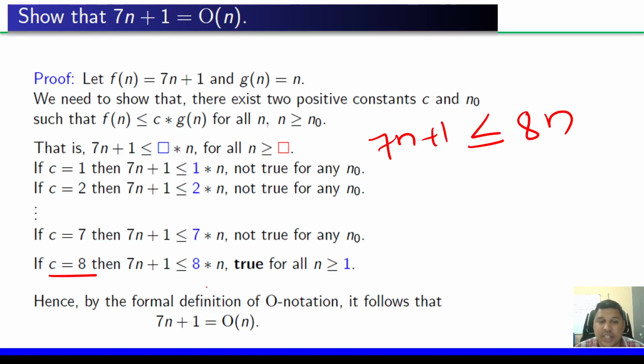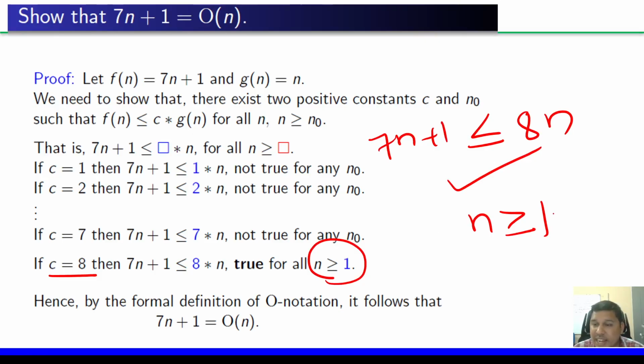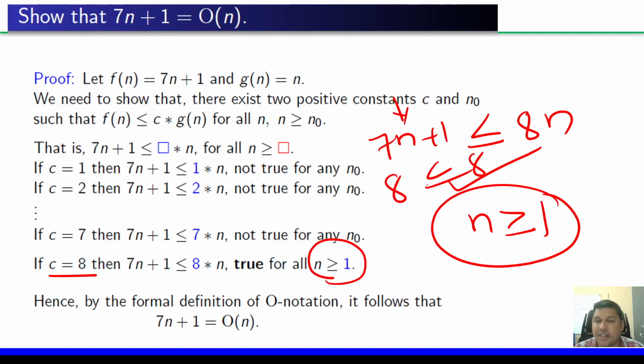Right? So in this case, what is happening? This is true. This is holding true for all n greater than or equal to 1. Therefore, n greater than or equal to 1 means you put 1 here. This is 7 plus 1, 8 less than or equal to 8 into 1, 8. Satisfied. Put n value as 2. This is 14 plus 1, 15. This is 16. True. Put n value as 3, and so on. It is always true.